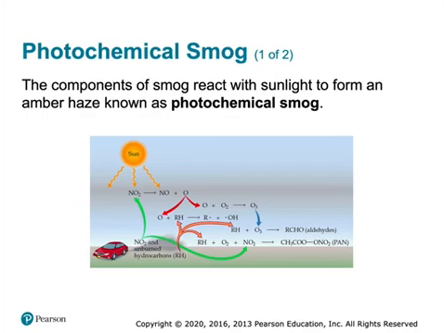There are some simple things too. It's best to fill your gas tank at night. If you have to fill it in the daytime, that's fine, but filling it at night is one way to reduce photochemical smog. But here is a picture showing that.